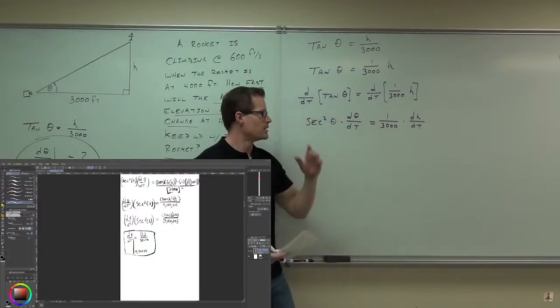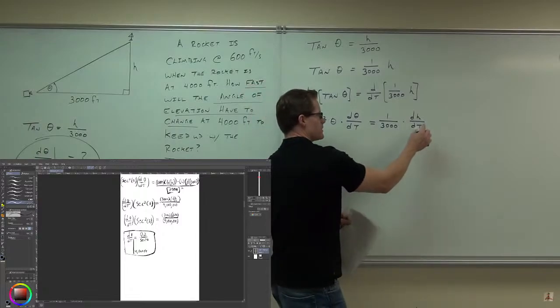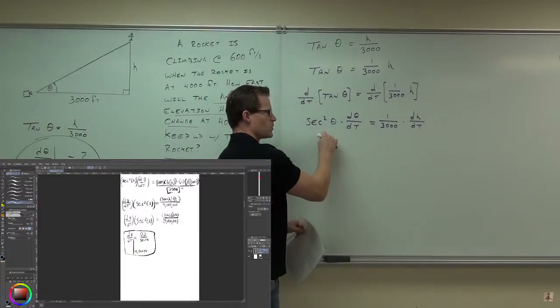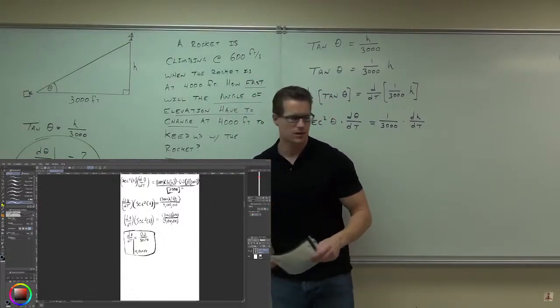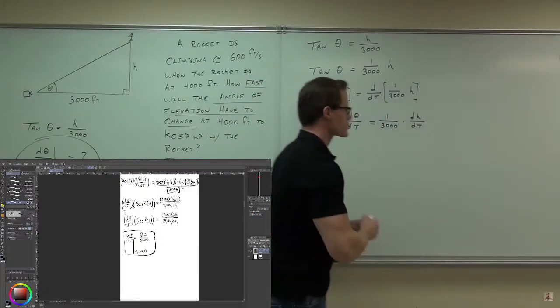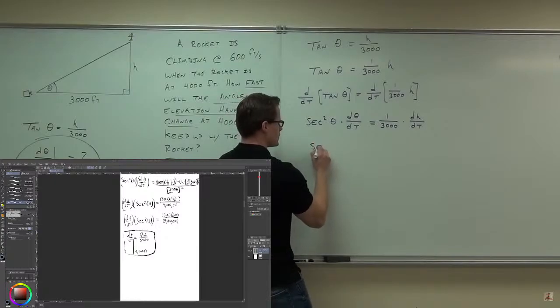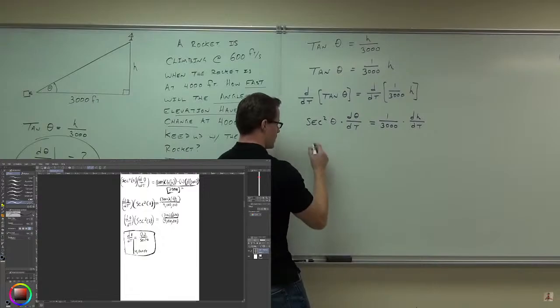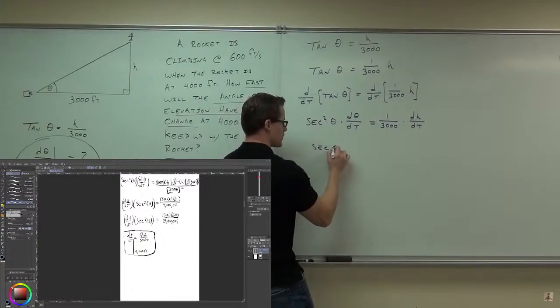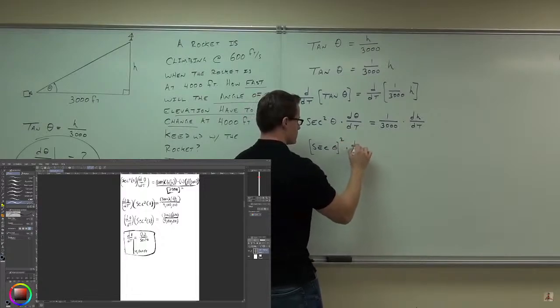Okay. So this one's going to be easy. We already have that. This one might take a little bit more work. Let's talk about secant squared theta for a second. First thing I need you to understand is that secant squared theta really means not that, secant theta times secant theta. Means secant theta squared. Oh, or that.